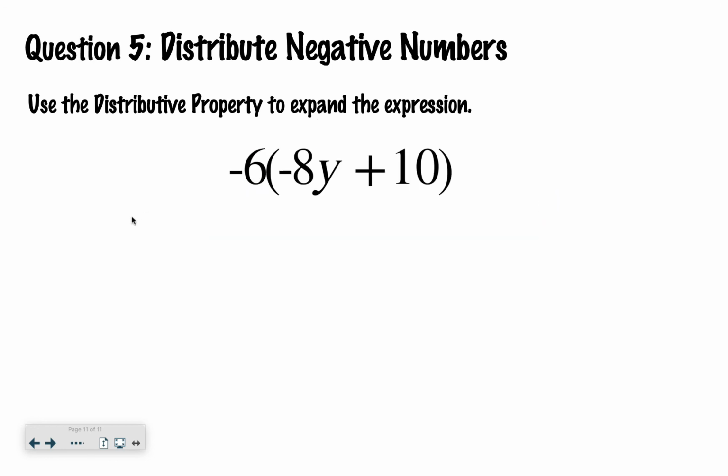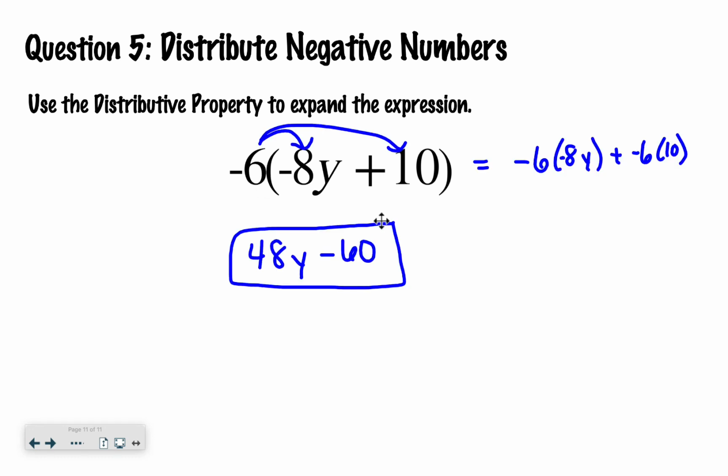Now, the last problem is for you to do on your own. Good luck. All right, for this answer, hopefully you said 48y minus 60. You said negative times negative was positive. 6 times 8 is 48, and you have the y there. And then negative 6 times a positive 10 is negative 60.